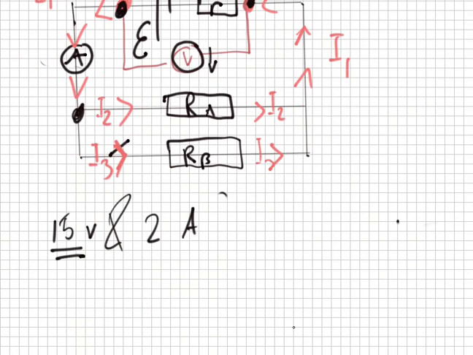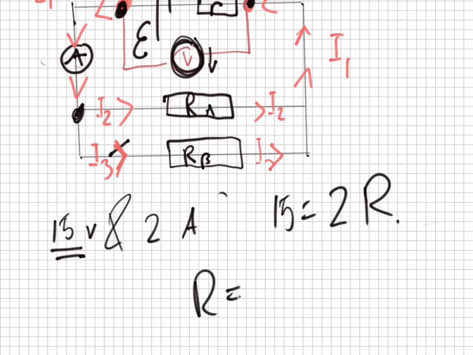Now, what is the total voltage that's going through RA and RB? I think we can do this using Ohm's law. We know it because it says it here. What is it? 15. So V equals I times R. Now what's the total current? Which is how much here? 2. So I know the total resistance should equal 7.5.